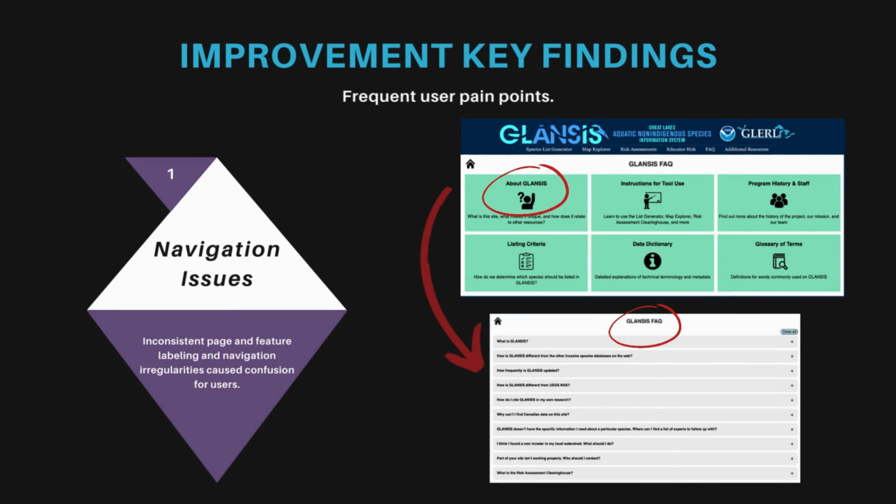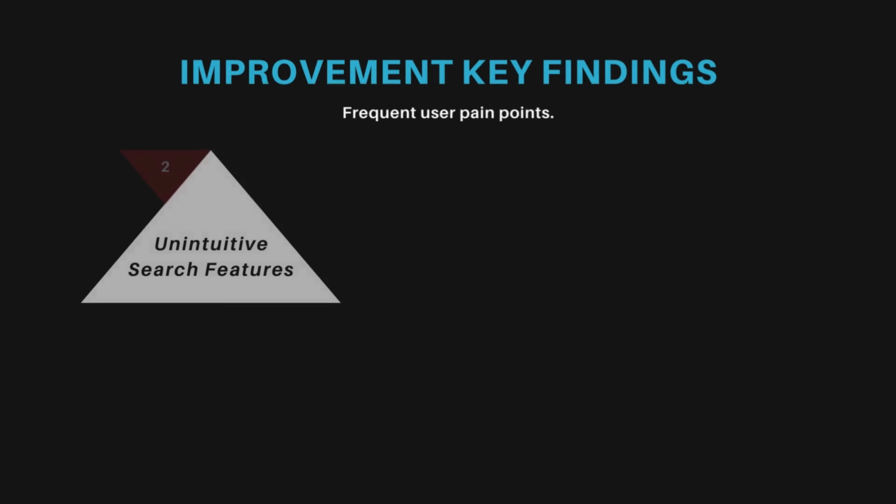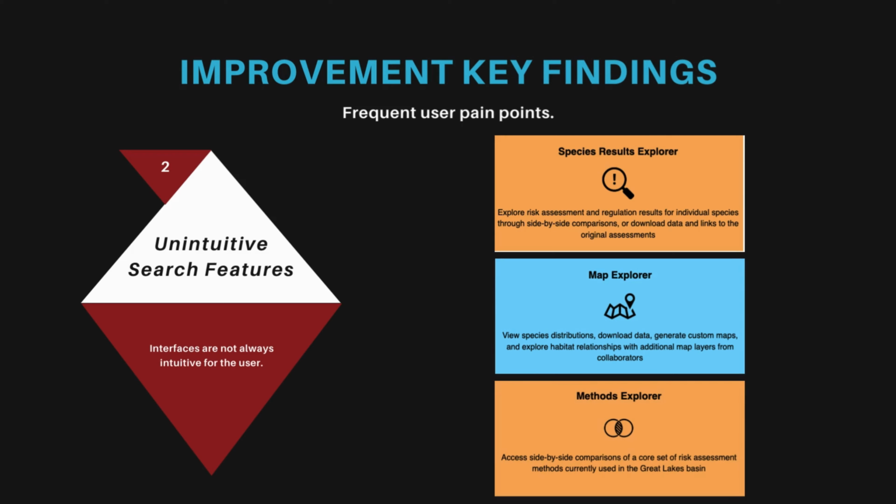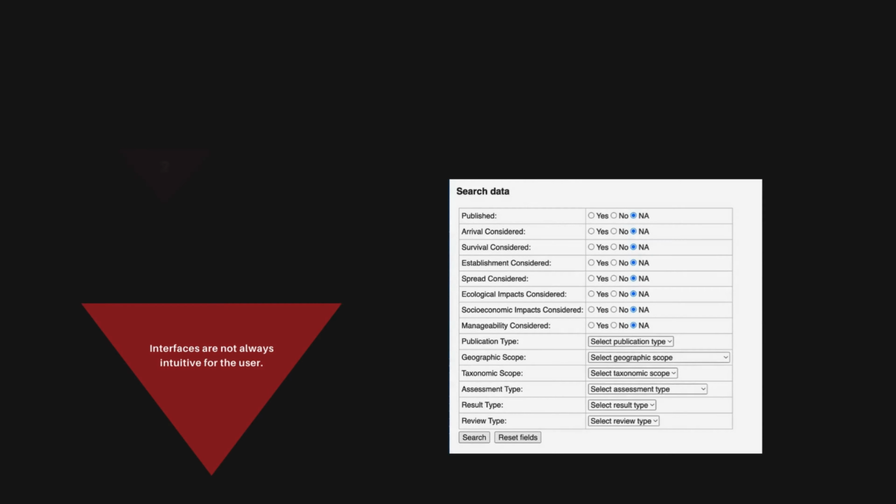The navigation is not sufficiently transparent. Inconsistent page and feature labeling and navigation irregularities cause confusion for users. By redesigning the information architecture of the website, users will be able to discover the new features more easily. The Species Result Assessment, Map Explorer, and Methods Explorer interfaces are not always intuitive for the user. The various embedded interactive search features do not offer sufficient feedback and signifiers to guide users.